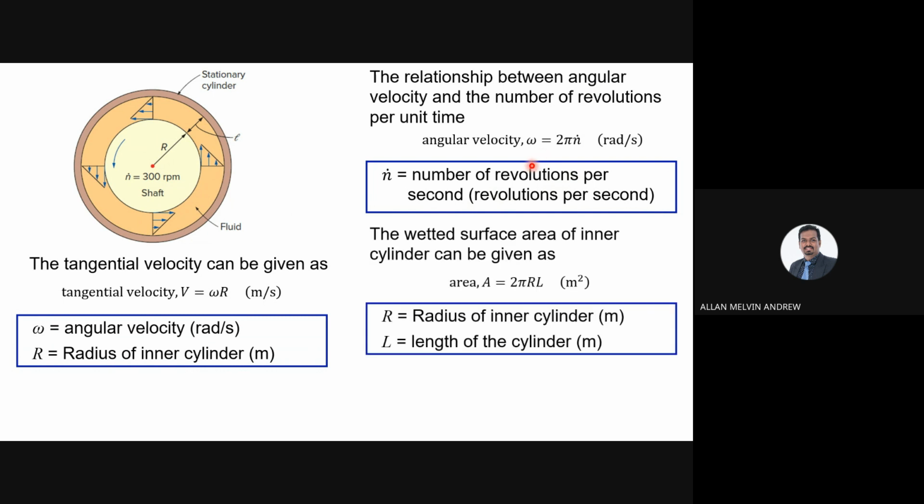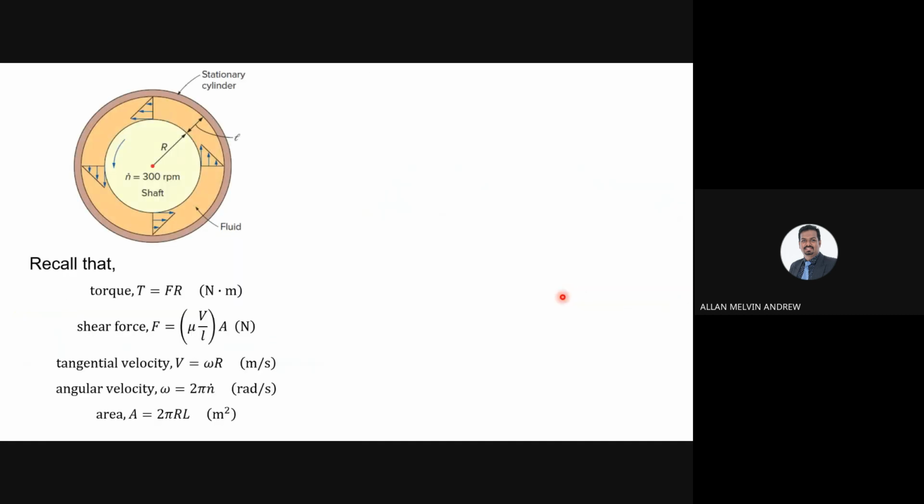The wetted surface area of the inner cylinder can be given as area equals 2 pi r L. This is the area of a cylinder. So you can find it. We have seen a few formulas: torque, shear force, tangential velocity, angular velocity, and area. All these can be used to calculate the viscosity.